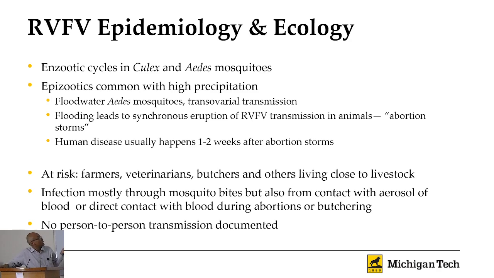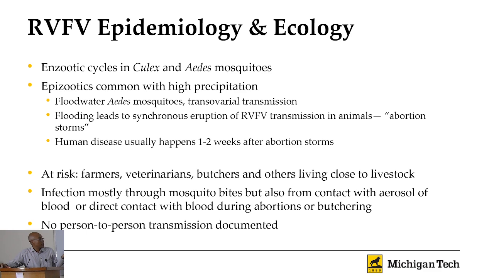Epidemiologically, it's the same as what we discussed already. There are Culex and Aedes mosquitoes. It's common in high precipitation areas, as this is mosquito-borne. You need a lot of rainfall and high humidity. Those are responsible for this.